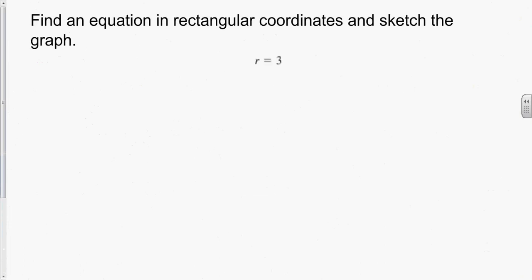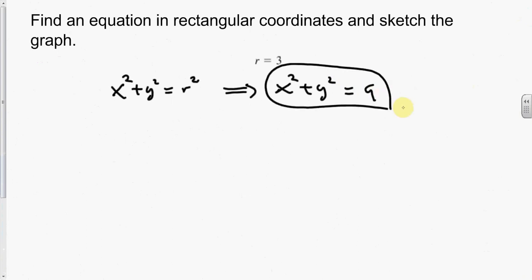Find an equation in rectangular coordinates and sketch the graph. So if I'm given r equal to 3, if I square that, I get r squared equal to 9. And so you know that x squared plus y squared equal to r squared. So here, since x squared plus y squared equals r squared, this implies that x squared plus y squared is equal to 9. So my question now to you is, what is this?